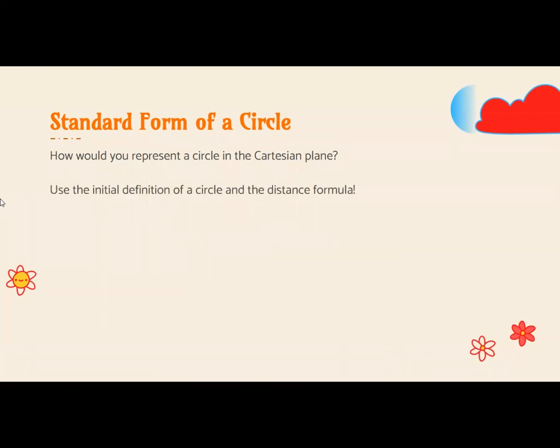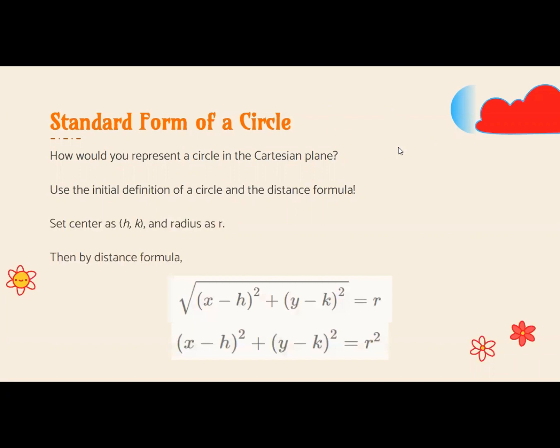So we have the standard form of a circle. We learned all about graphing, and about coordinate planes before. So on the Cartesian plane, how do we even graph a circle? It seems impossible, right? But using some clever usage of the distance formula and the definition of a circle, we can figure out that a circle's formula is this bottom one right here.